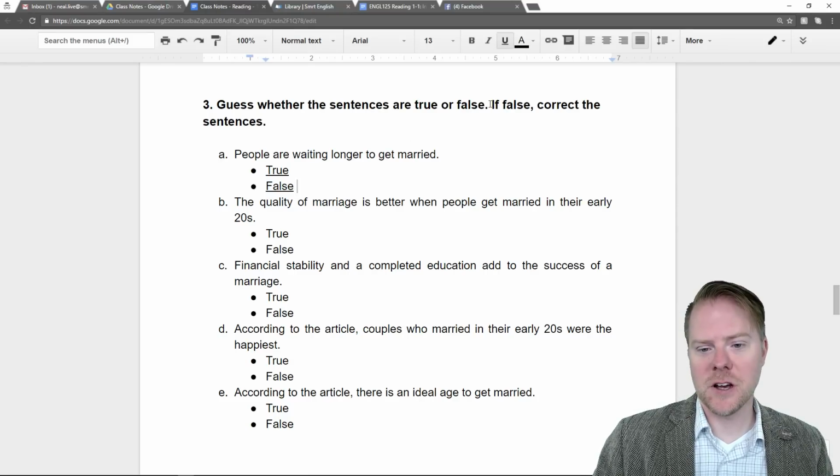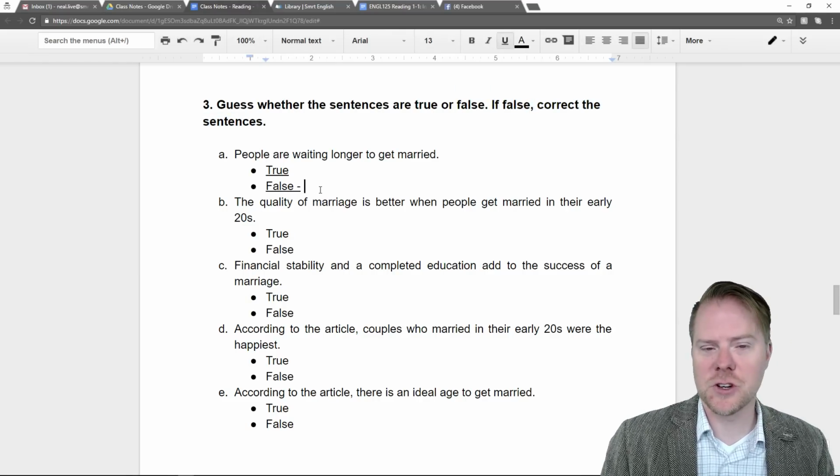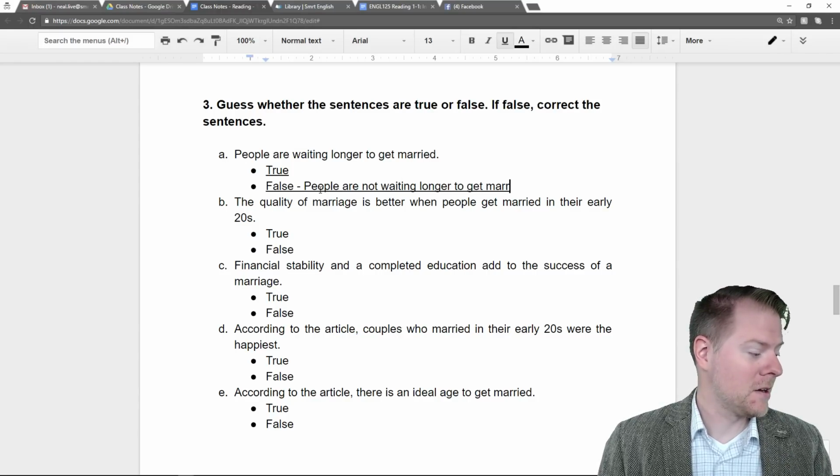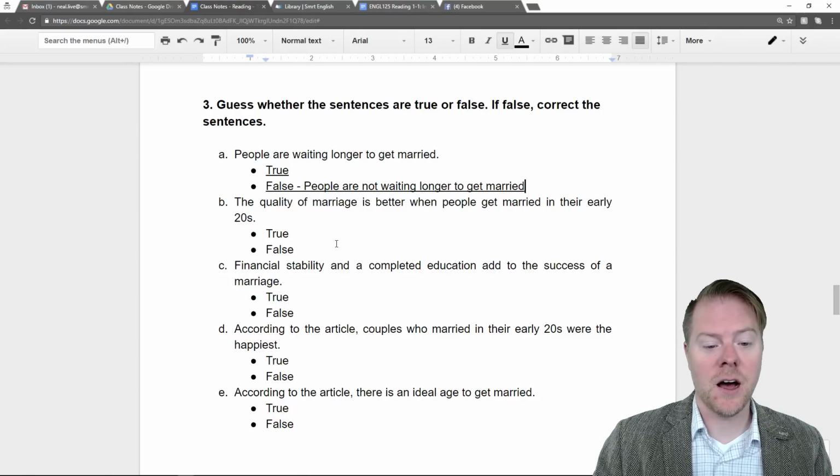And this exercise also says if false, correct the sentences. All that means is to correct the sentences, we would say the opposite. People are not waiting longer to get married.